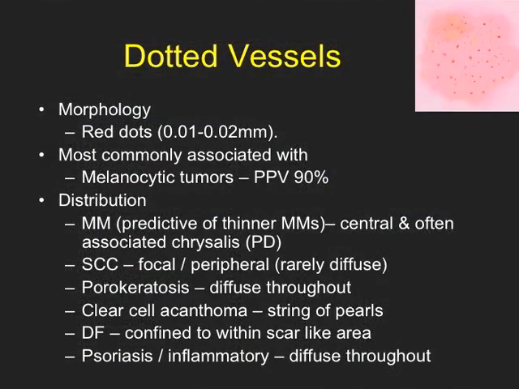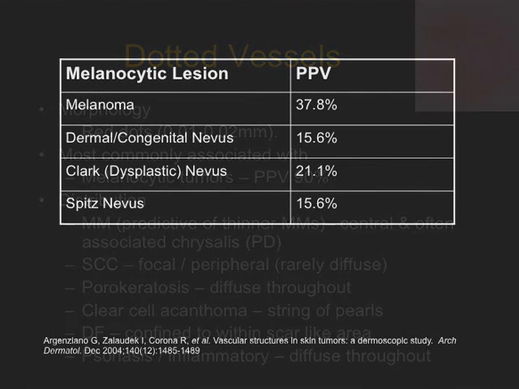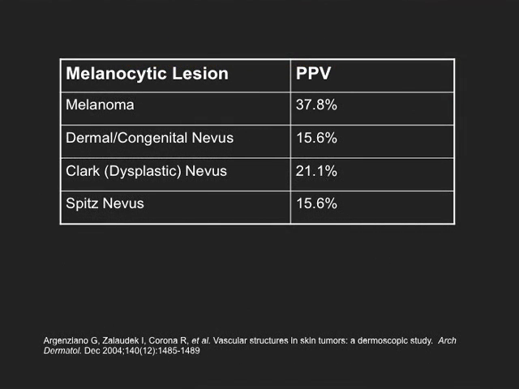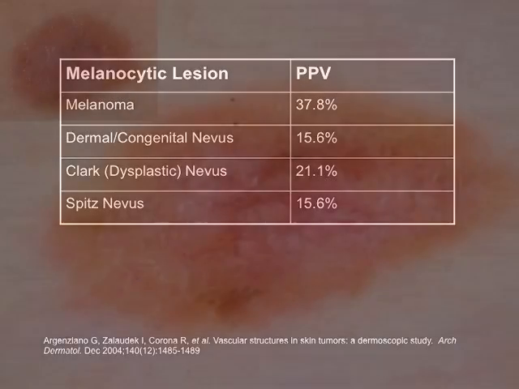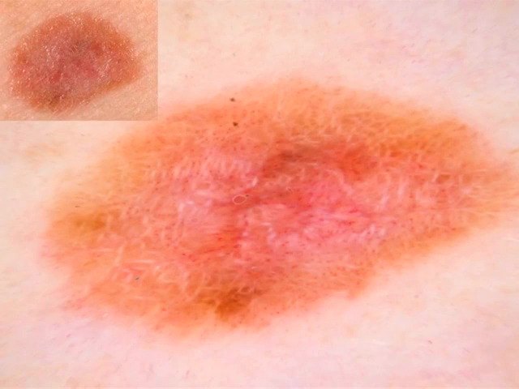Dotted vessels, if you see that, its positive predictive value that you're dealing with a melanocytic lesion is 90%. Okay? You can see it in a host of other lesions, including psoriasis and clear cell acanthoma and porokeratosis. But again, positive predictive value for melanocytic, 90%. And what melanocytic tumors will manifest dotted vessels? Most commonly melanoma, but then you can also have your dysplastic nevi and some congenital nevi and Spitz nevi as well.